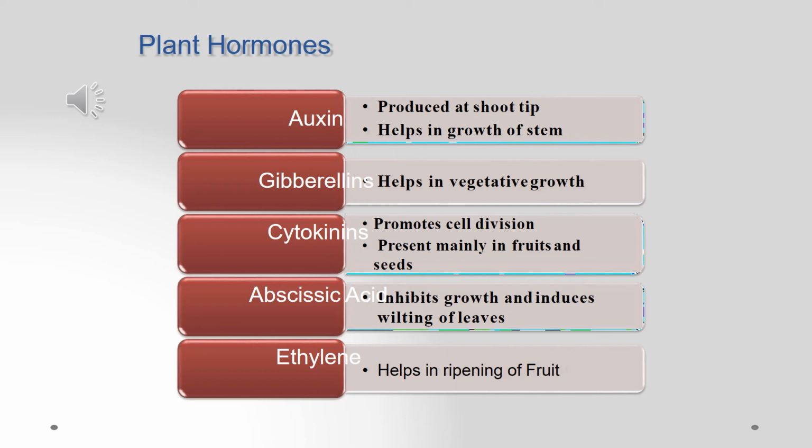Ethylene, it helps in ripening of the fruit. From raw fruit, it changes to ripe fruit, and that is done by ethylene. It is the only gaseous hormone. Ethylene is the only gaseous hormone. Remember all these functions, it's a 5-mark question.